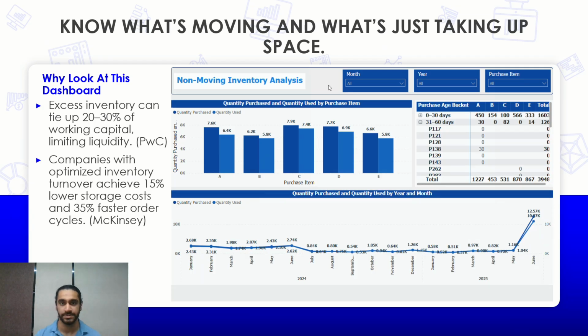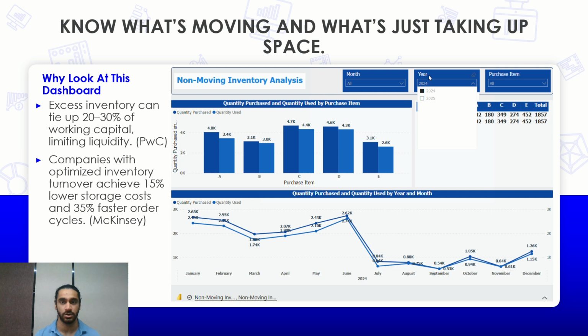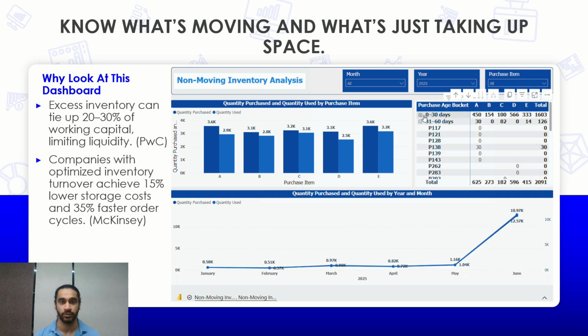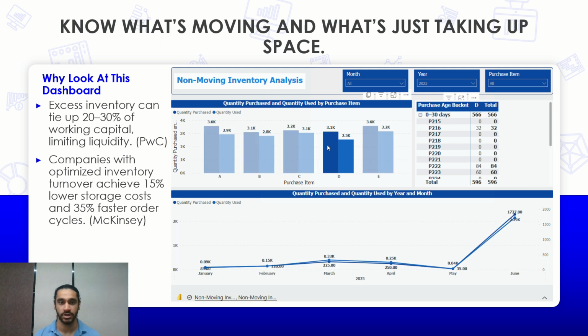This dashboard helps identify slow-moving or stagnant inventory by comparing purchased versus used quantities over time and across items. You can track how much stock remains unused, view purchase age buckets, and pinpoint which items have sat in the storage the longest. The month-wise trends also highlight usage gaps and overstocking patterns.